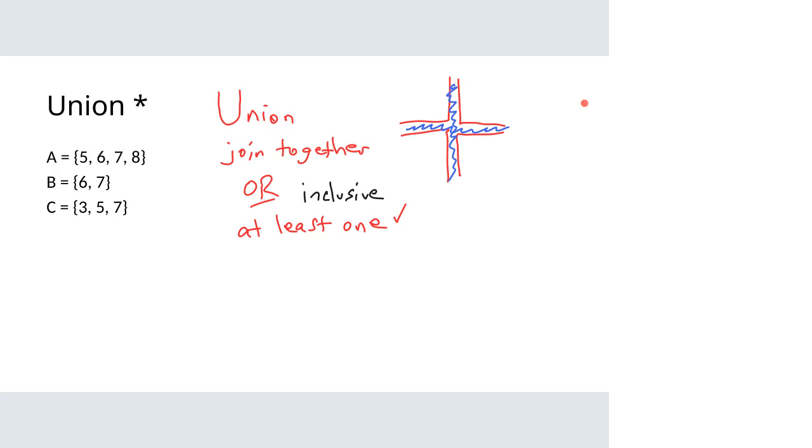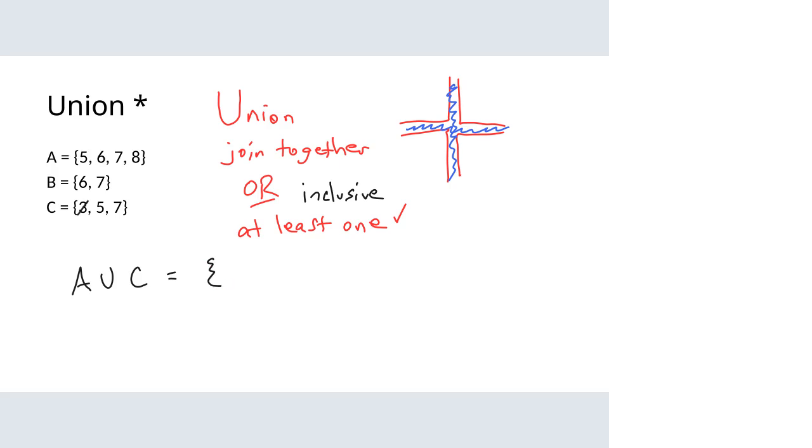Here's an example. Let's say we wanted to find A union C. What I'm going to do is take A and C and join them together. While I could write down A and then write down C right after it, and there's nothing wrong with that, I'm going to put them from least to greatest just because that's kind of our convention.